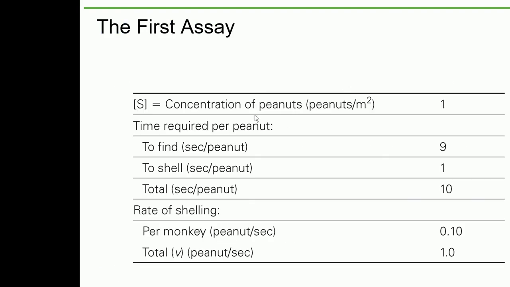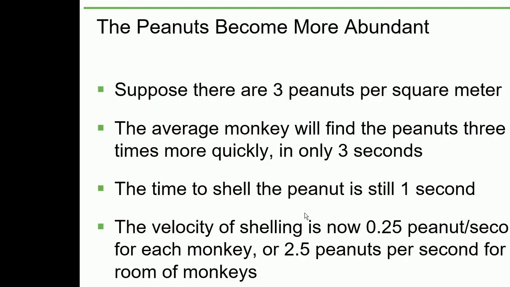So this is our first assay, in which the concentration of peanuts is 1 peanut per square meter, the time to find the peanut is 9 seconds, the time to shell the peanut is 1 second, and the total is 10. So the rate of shelling per monkey per second is 0.1, but because there are 10 monkeys, the velocity is 1. Now suppose we increase the concentration of peanuts. Keep thinking of this as an enzyme catalyzed reaction.